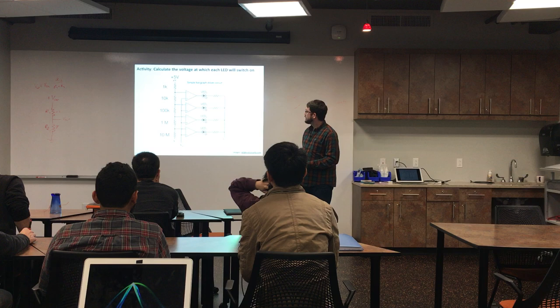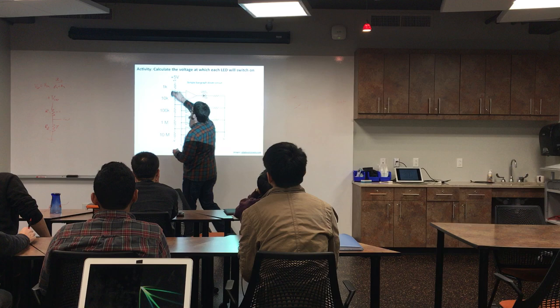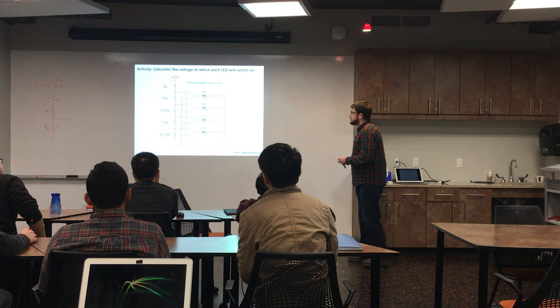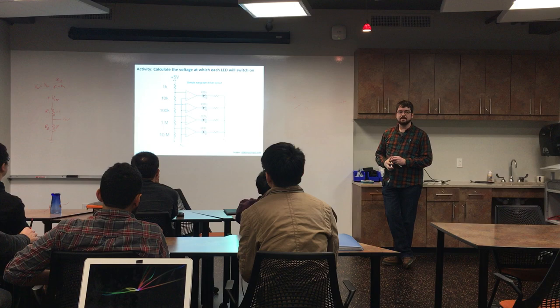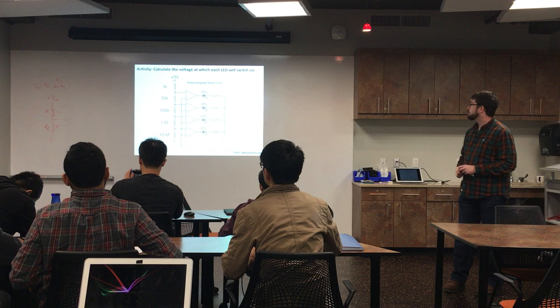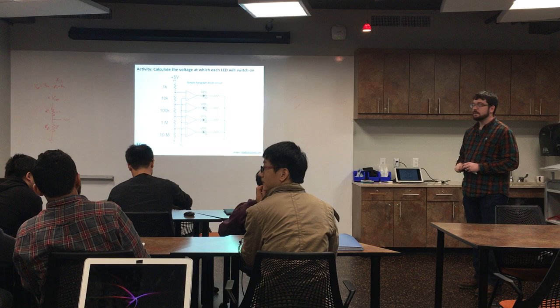So, real quickly, calculate at which voltage each of these LEDs would switch on in this bar graph circuit. It'll take a couple minutes to do that and then see if everybody agrees. Right, so this is a 1K, this is 10K, 100K, 1 meg, and 10 meg.